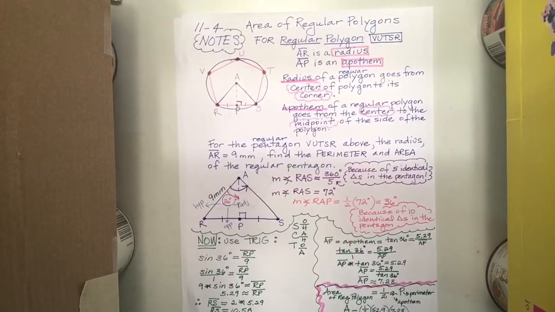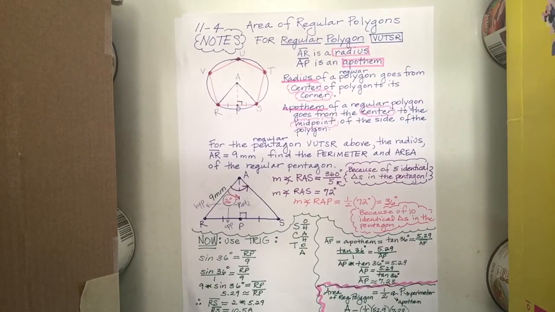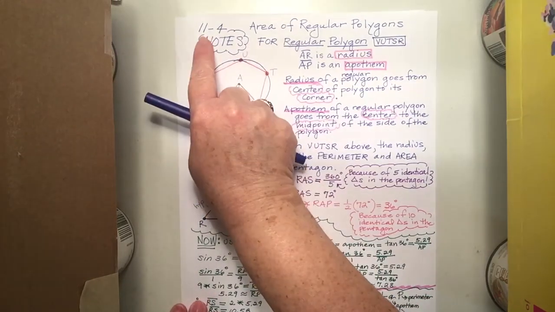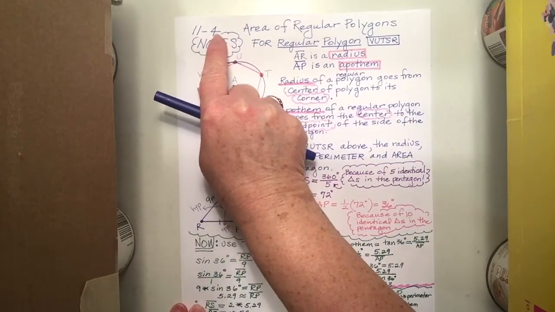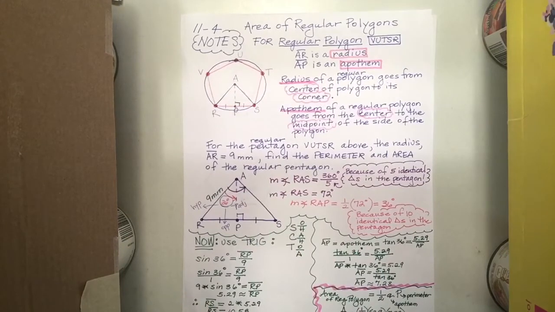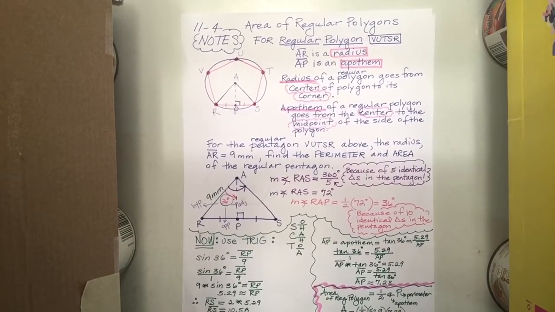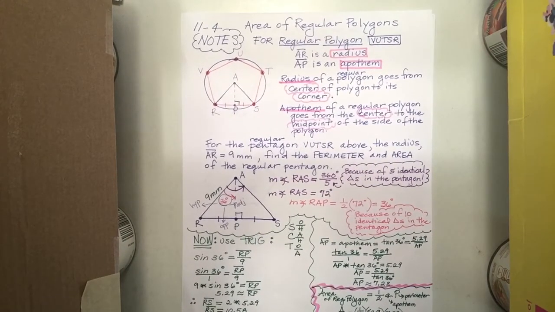Today we are going to talk about Section 4 of Chapter 11, Area of Regular Polygons. I'm showing you the page of notes, which I'm going to upload to Edsby prior to this assignment so that you can take a look at it.